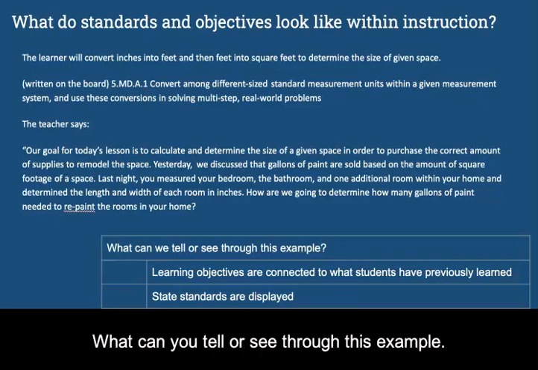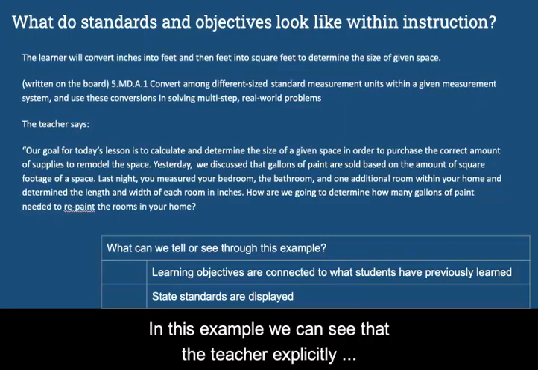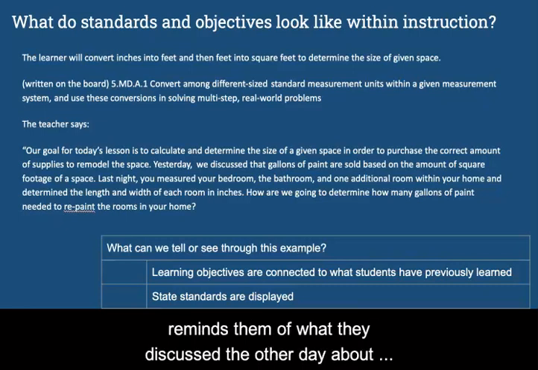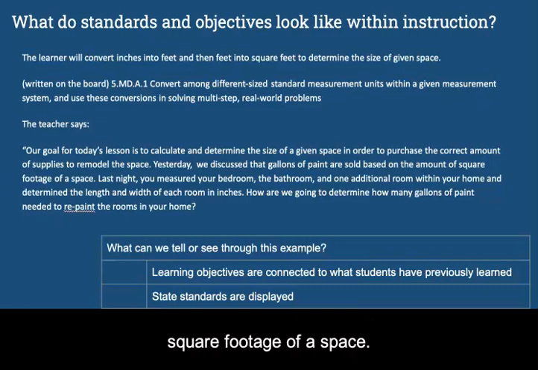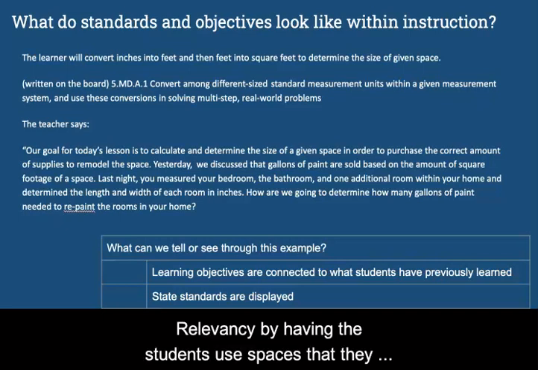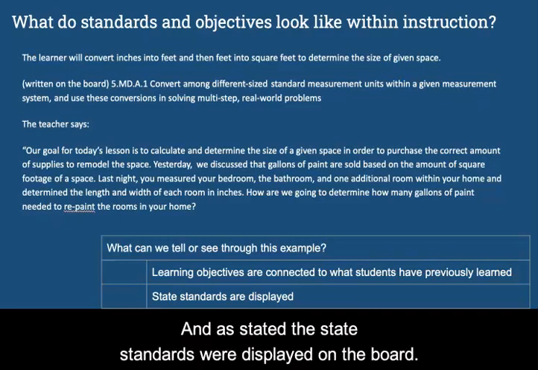What can you tell or see through this example? Are the learning objectives connected to what students have previously learned? In this example, we can see that the teacher explicitly reminds them of what they discussed the other day about how gallons of paint are sold based on the amount of square footage of a space. The teacher also brings in relevancy by having the students use spaces that they live in themselves to measure. And as stated, the state standards were displayed on the board.